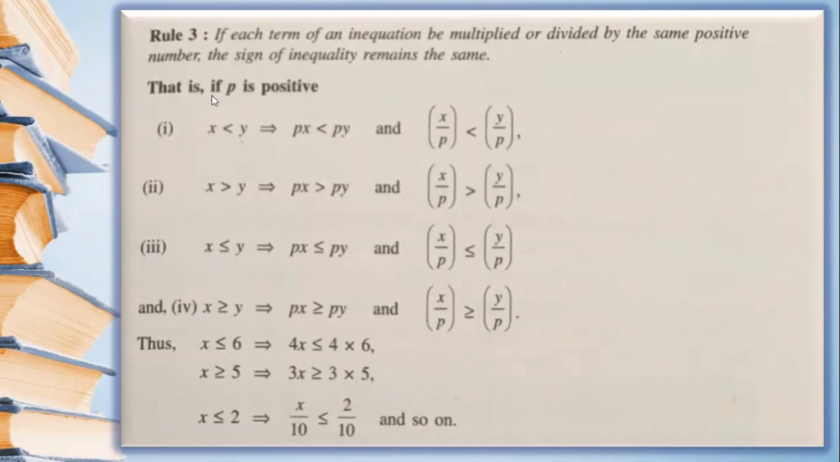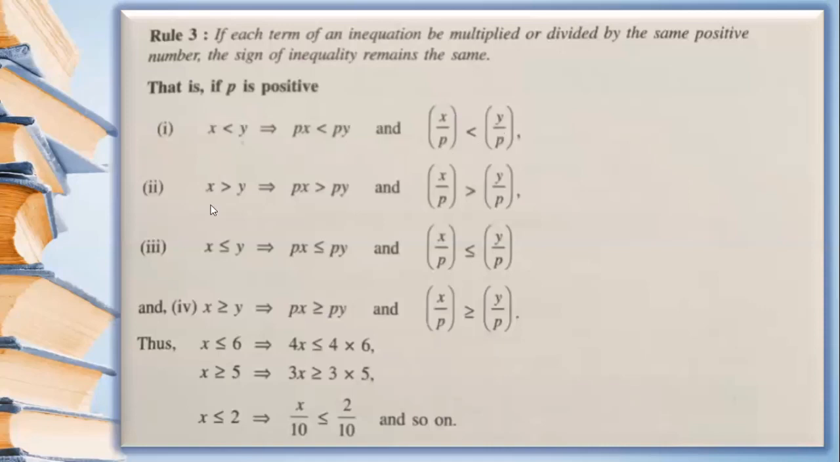For example, if p is positive and we have x is less than y, on multiplying both sides by p, which is a positive number, there will be no effect on the inequality sign, as here it is less than. After multiplying both sides by p, we will get the sign less than only. If we divide it by a positive number p on both sides, then also there will be no effect on the inequality sign. So we will get x upon p less than y upon p.